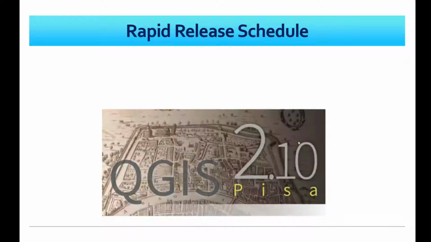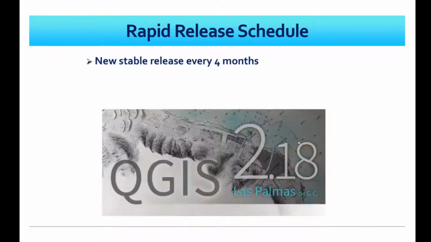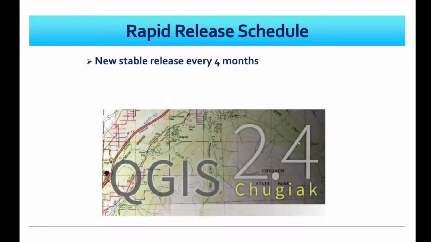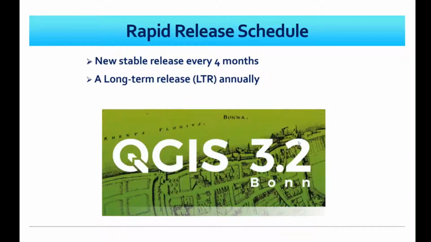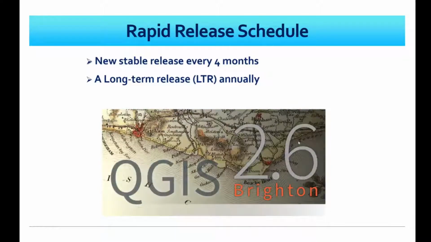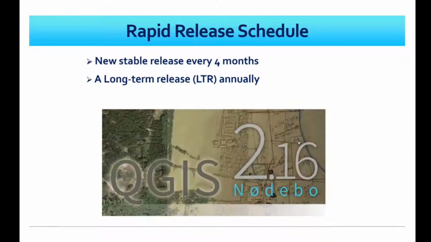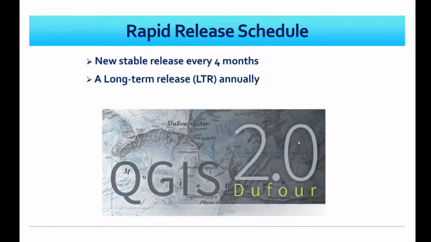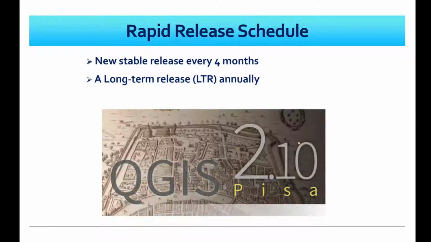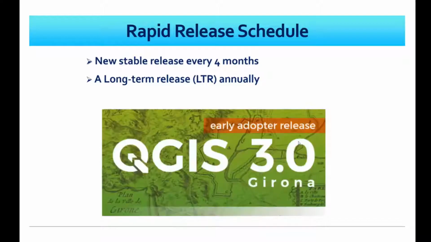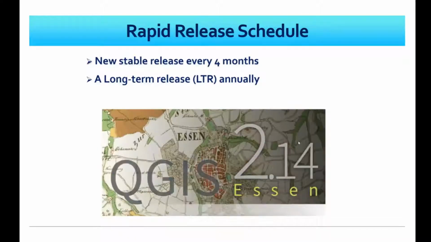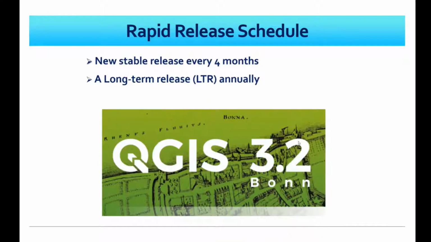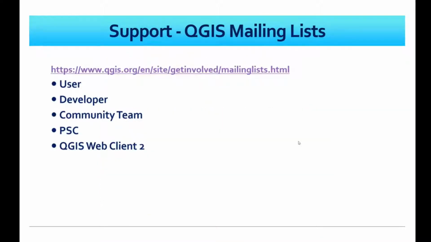QGIS does have a very rapid release schedule. Every 4 months, a new version comes out. Because of that rapid release, every spring they designate the latest release as the long-term release, and that is maintained for a 12-month period. So that's what most people are going to be recommended to use, the long-term release, because you can install it in the spring and just be sure that it's not going to have any new features or changes throughout the year.